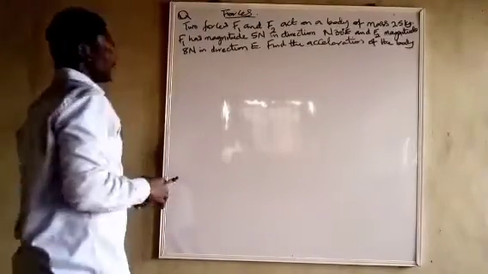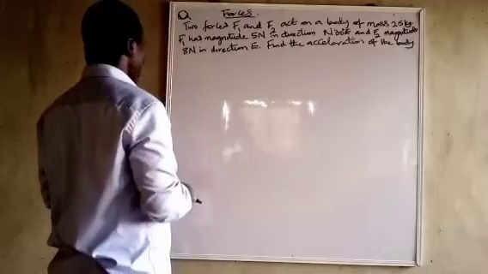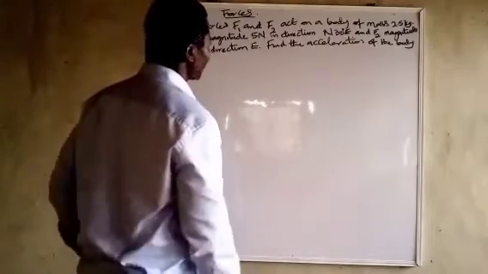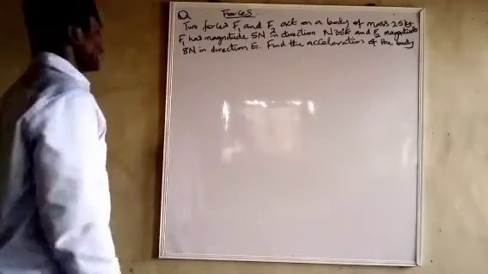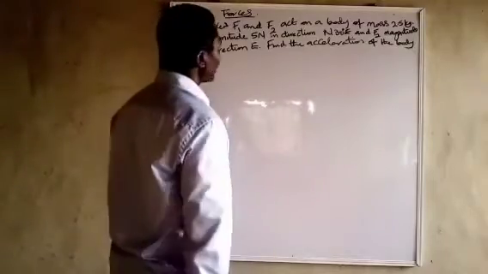Two forces, F1 and F2, act on a body of mass 2.5 kg. F1 has magnitude 5 Newton in direction N 30 degrees E, and F2 has magnitude 8 Newton in the east direction. Find the acceleration of the body.